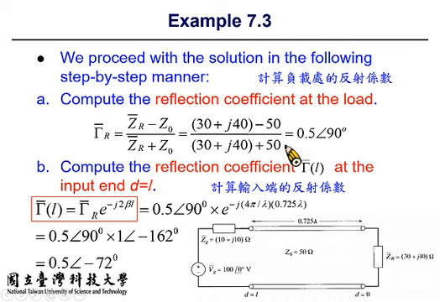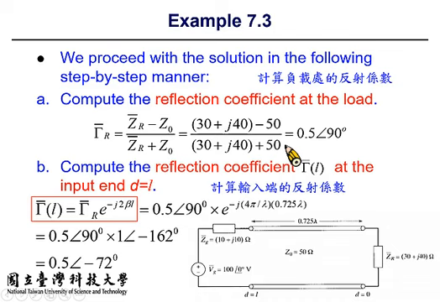So the first thing is to compute the reflection coefficient at the load. Well, it's relatively simple. You just put the numbers into the formula, okay? So (30 + 40j − 50) over (30 + 40j + 50). And you find that the magnitude of the reflection coefficient is 0.5, and the angle is positive 90 degrees.